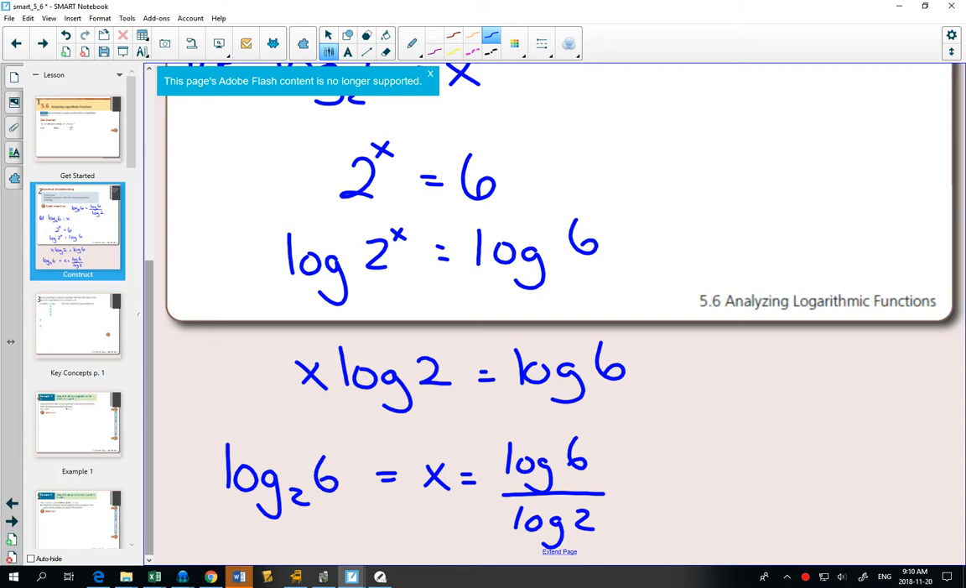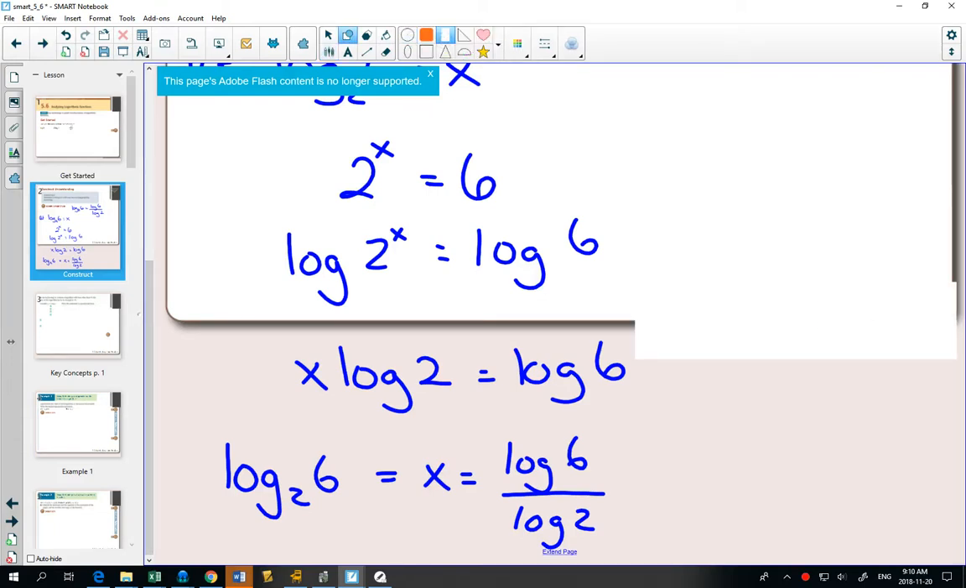And what did x originally equal? We originally said x was equal to log base 2 of 6, and we've just proven that then x is also equal to log of 6 over log of 2. And this is going to form the idea for the last formula up on the wall, our change of base theorem.